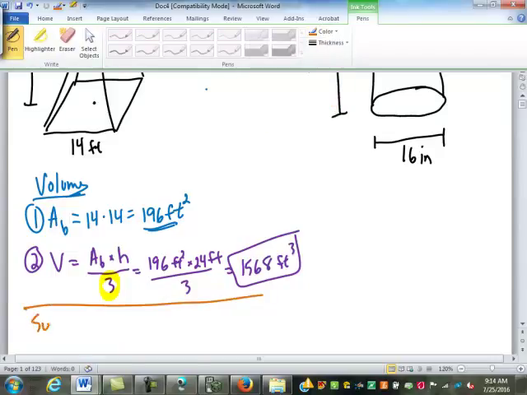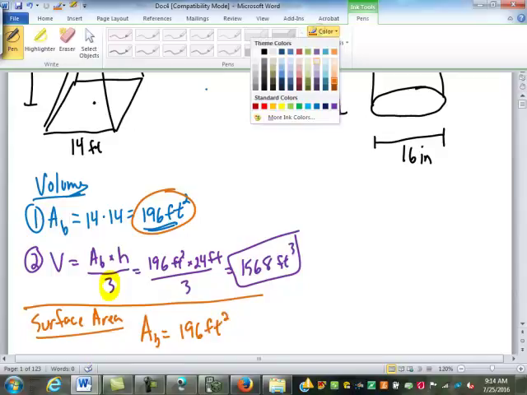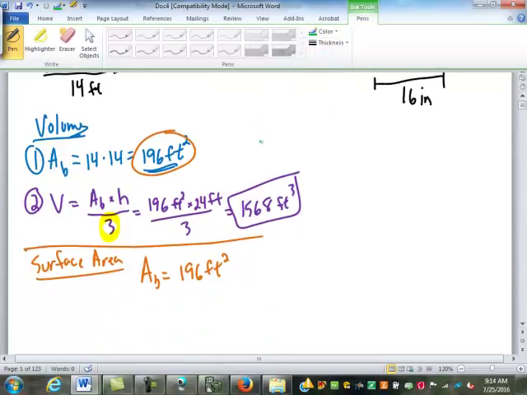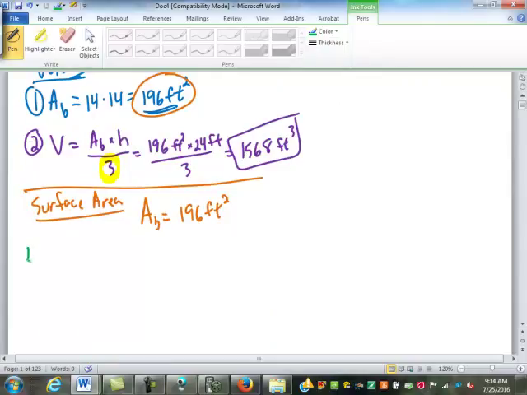Next, for surface area. We need the area of the base. Well, we already have that from doing the volume. So we have the area of the base equals 196 square feet. So then we need to look at lateral area. And for lateral area, there are 2 things we need to know. One is the perimeter of the base.